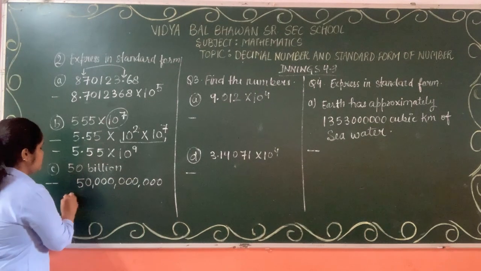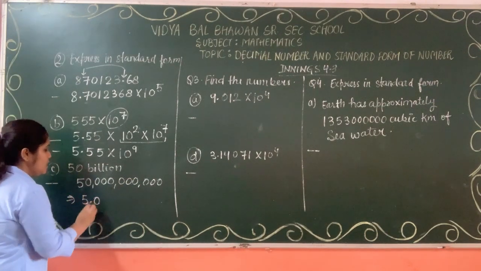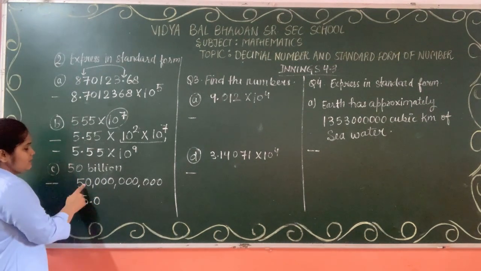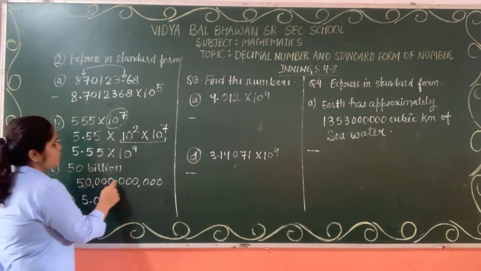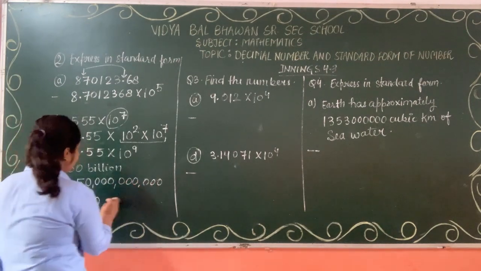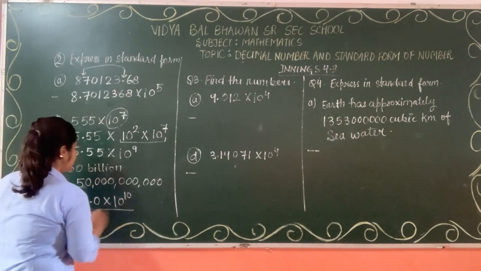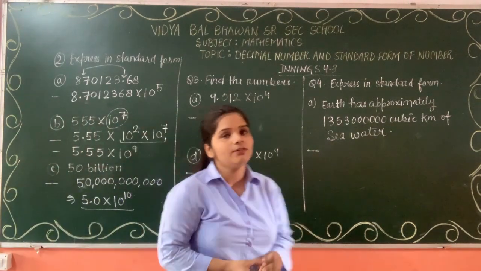Now change this one into standard form. It will be 5.0. Place the decimal after the first digit. Here we have placed the decimal. Count the number of digits after the decimal. 1, 2, 3, 4, 5, 6, 7, 8, 9, 10. So it is 5.0 multiplied by 10 raised to the power 10. I hope the standard form is now clear.